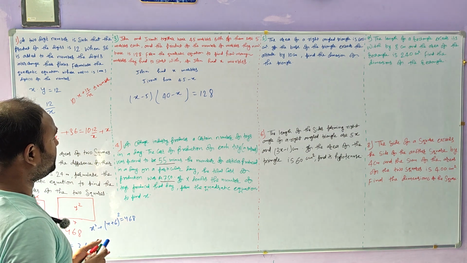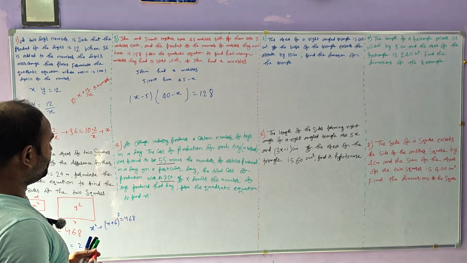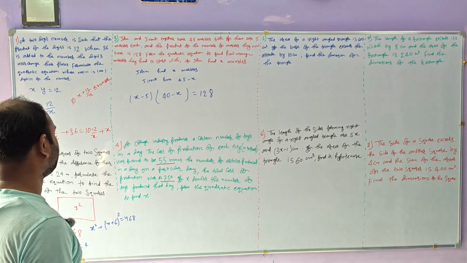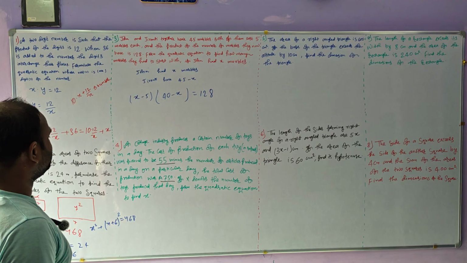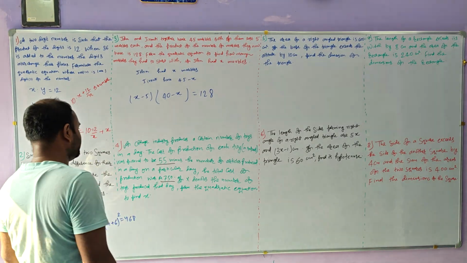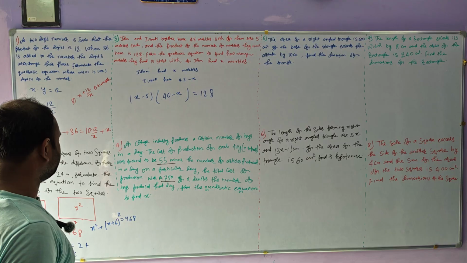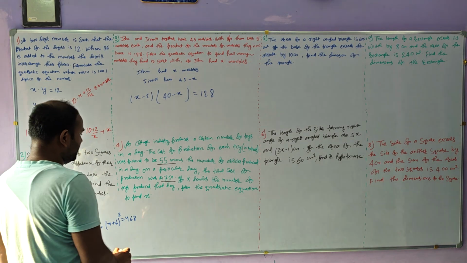Next, an industry produces a certain number of toys in a day. The cost of production of each toy in rupees was found to be 55 minus the number of articles produced in a day. On a particular day, the total cost of production was 750. X denotes the number of toys produced that day. Form the quadratic equation to find x.